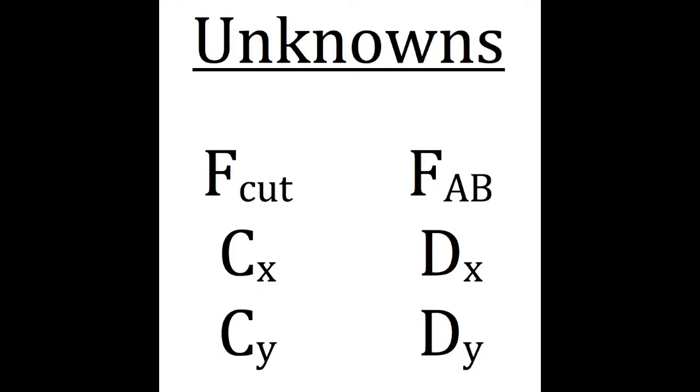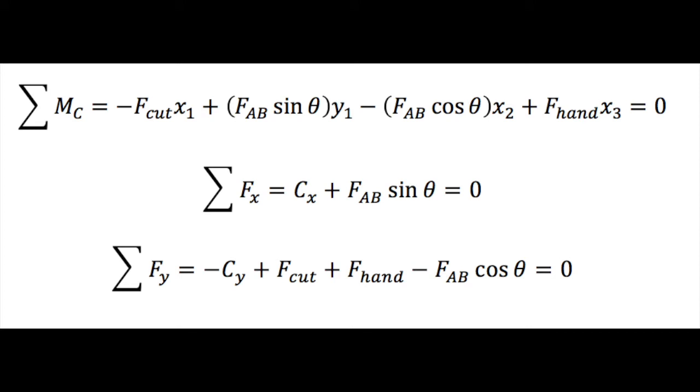Consider our unknowns: F cut, FAB, CX, DX, CY, and DY. That's 6 unknowns, so we'll need 6 equations. Let's do a moment balance about point C and a force balance on the bottom handle. This gives us our first 3 equilibrium equations.